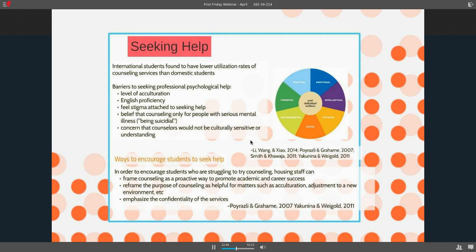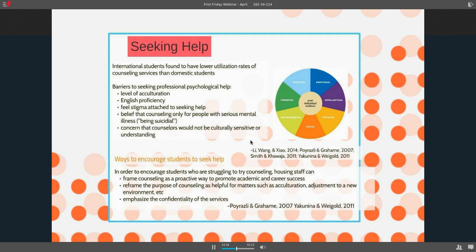And then the concern that counselors would not be culturally sensitive or understanding, that they might be forcing beliefs that weren't appropriate to them, or telling them, don't listen to what your family says, or something like that, really just wasn't an option for them. And so ways to encourage students to seek help, keeping in mind these barriers, are framing counseling as a proactive way of promoting success in general in academics, your career. Also reframing it as helpful for those acculturation and adjustment pieces, so making friends, just the fact that a new environment can be really stressful.